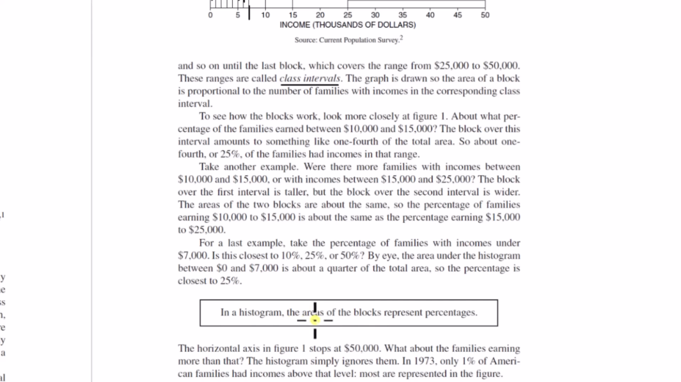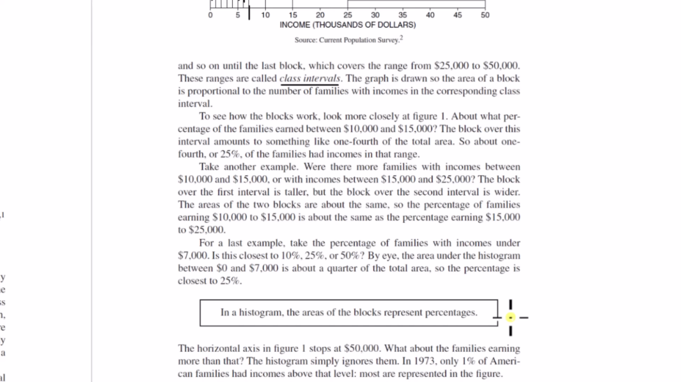In a histogram, the areas of the blocks represent percentages. So remember that for any histogram you ever see, the areas of the blocks represent percentages. A histogram doesn't have to have a vertical scale. The widths of the class intervals don't have to be equal. Again, these just aren't requirements. But in a lot of cases, it's good practice or convenient to do that. And the areas of the blocks represent percentages.